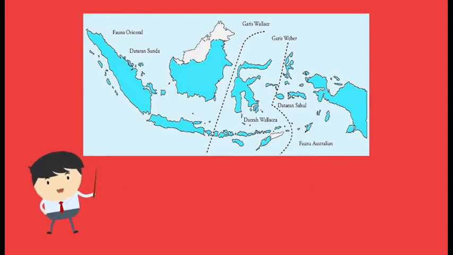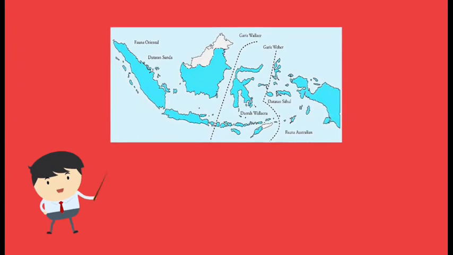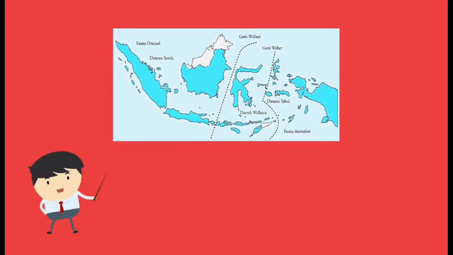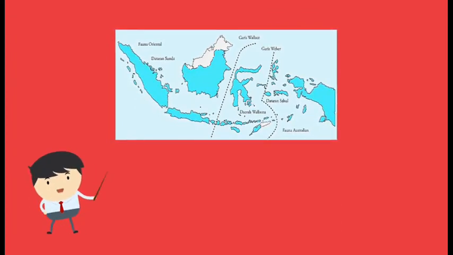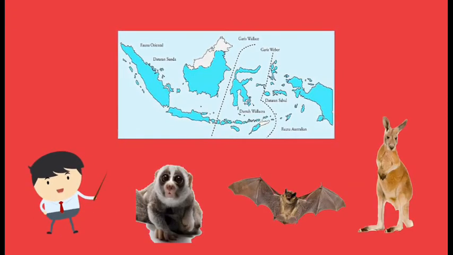The second area is the central part of Indonesia, also known as the transitional area, including the Sulawesi region, Nusa Tenggara, and Maluku. Examples of fauna are cow, Komodo dragon, and anoa. 3. The eastern part of Indonesia is also known as the Australis fauna type. Examples of animals are bat, wallaby, and kangaroo.